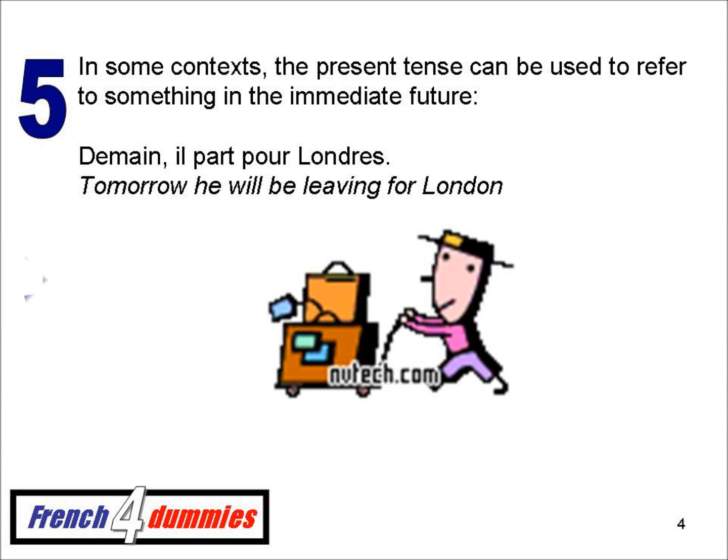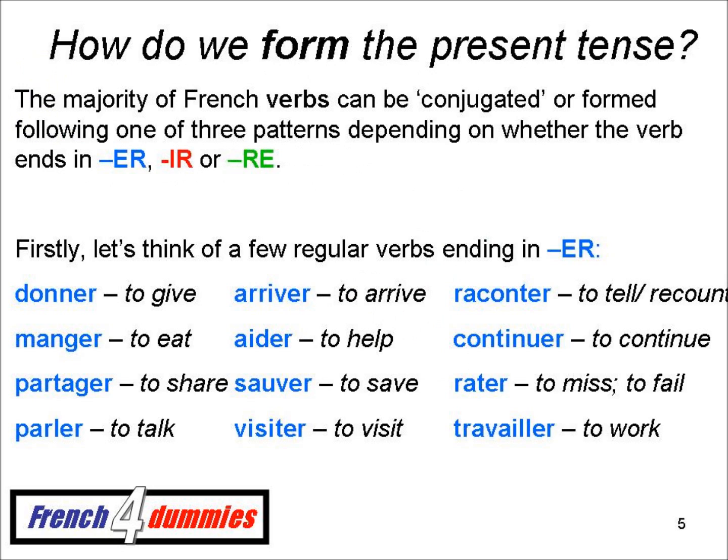In some contexts, the present tense can be used to refer to something in the immediate future. For example, demain il part pour Londres.